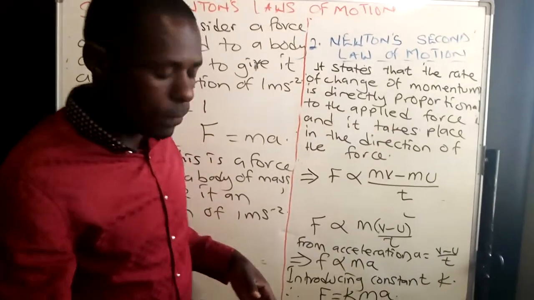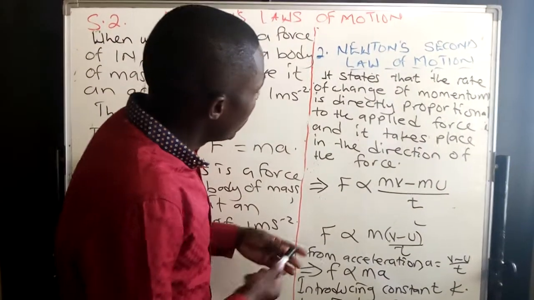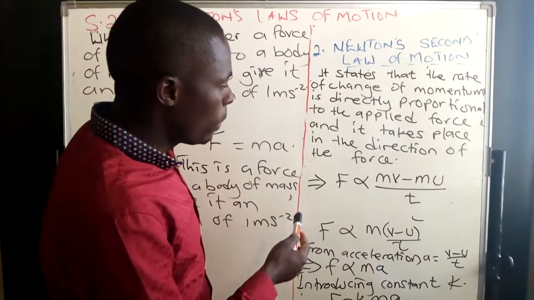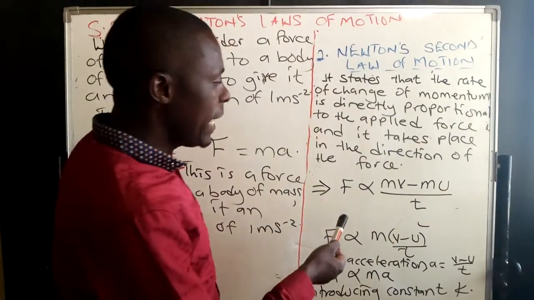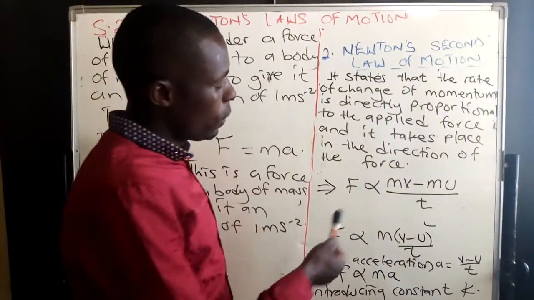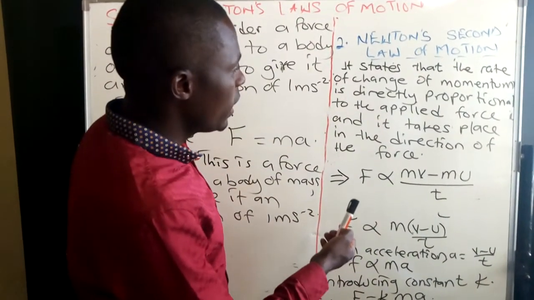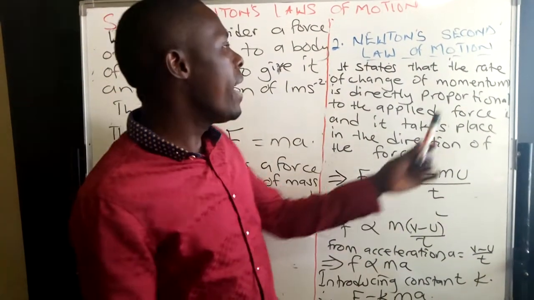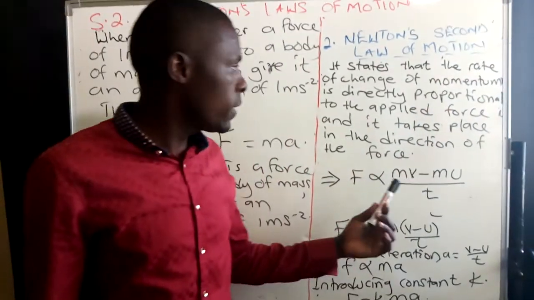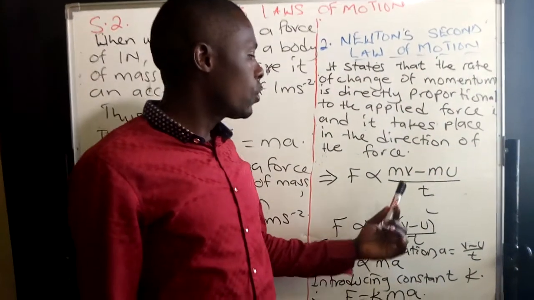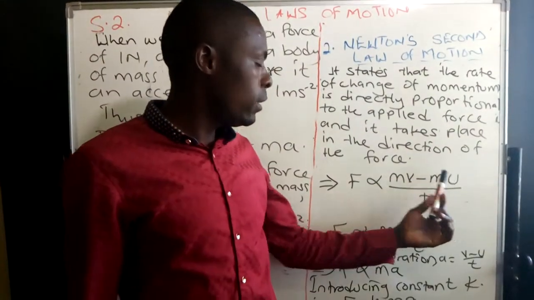Here we come up with our equation that force F is directly proportional to the mass times the final velocity minus the mass times initial velocity over our time. Why are we dividing with time? We have what we call the rate. When you are dealing with the rate in physics, rate means time, so we divide by time. Then the velocity is final and then initial.